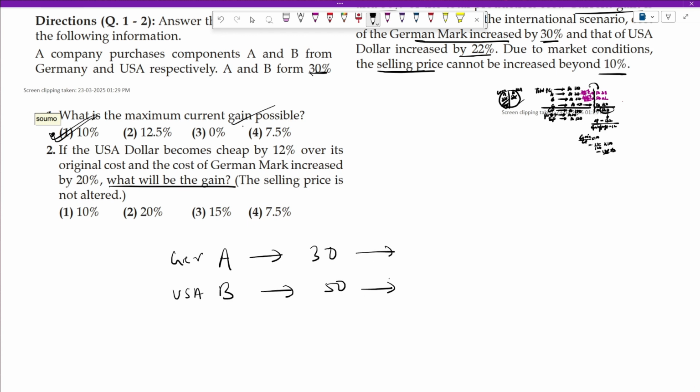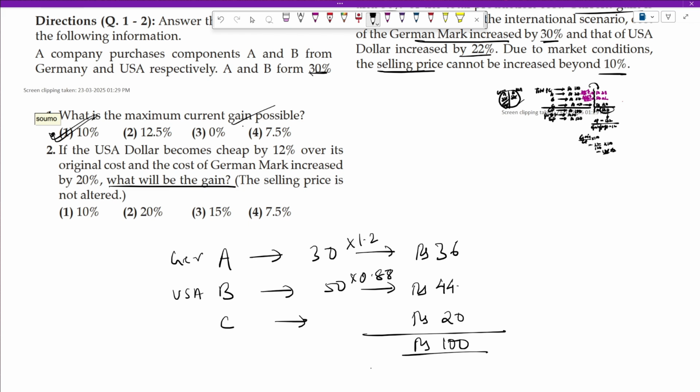So USA becomes, let's say, cheap by 12%. So 0.88 basically multiplied by 50, and this German mark increased by 20%, so just multiply 1.2, right? So this becomes 36, and 5 8s are 40, so this is actually 44. So it becomes 36 and 44. And remember the component C that has not been accounted for remains the same, so 20. So 20, 60, 90, and this becomes 10. So this becomes 100, right?